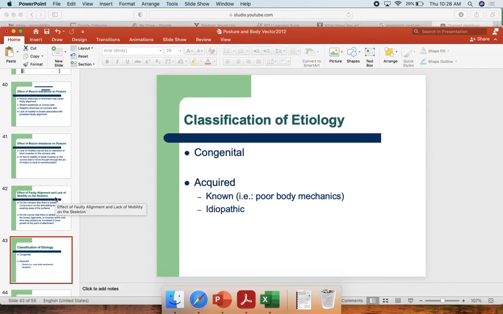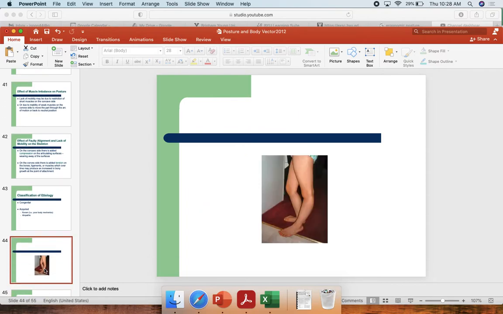We already know this can happen because of heredity, right? Genetics. It may happen because someone is constantly in a faulty alignment, right? Maybe they're sitting at their desk. Maybe they work a job where they constantly have to be in a certain position. There are so many possibilities. But just know, with all of these postural deficiencies, it could come because of genetics. It could come because of things that happen in a person's day-to-day life.